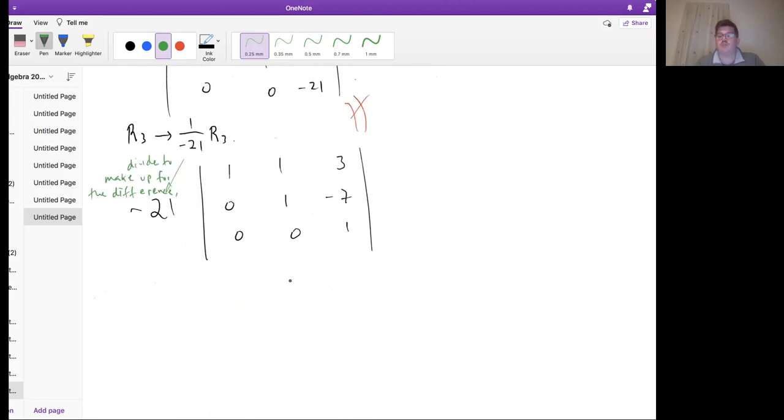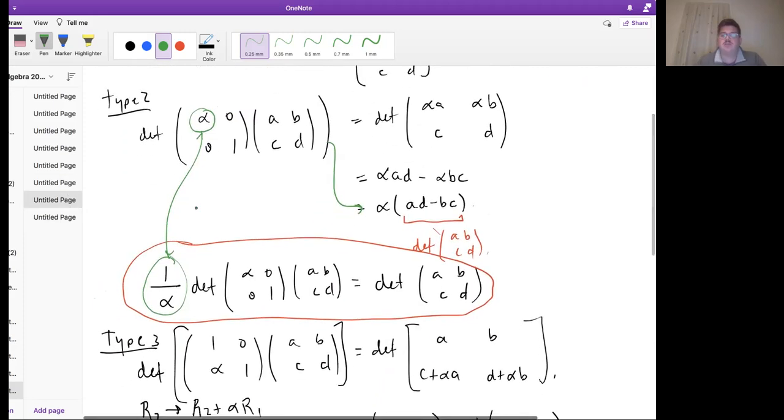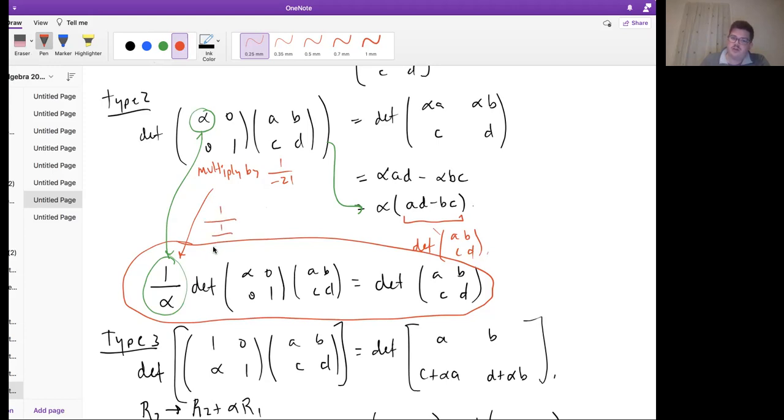It's 1 over 21. So in this matrix where this is multiplying, let's say multiply by negative 21. So what you do is, or no, we're not multiplying by negative 21, we're multiplying by 1 over negative 21, right? So how do you make up for multiplying by 1 over 21? This is 1 over negative 21, which is equal to negative 21.